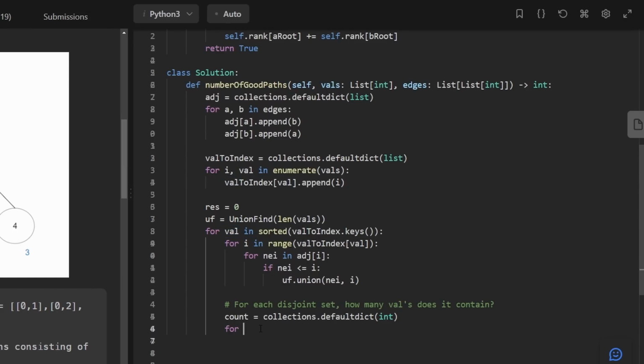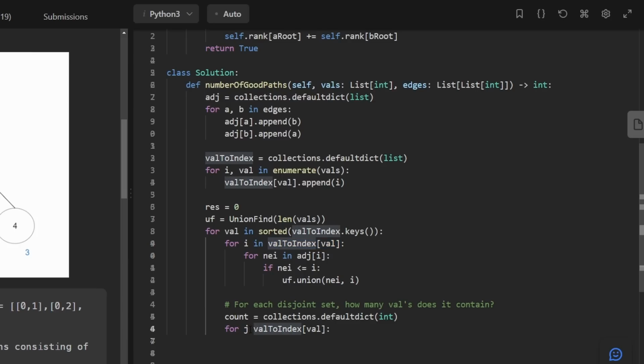How can we do that? Well, that's what we created our val to index map for, and we're going to give it a key of the value again. So pretty much we're doing the same thing that we did up here. And I just realized I have the range function here, which we definitely don't need. We just need to iterate through the values themselves.